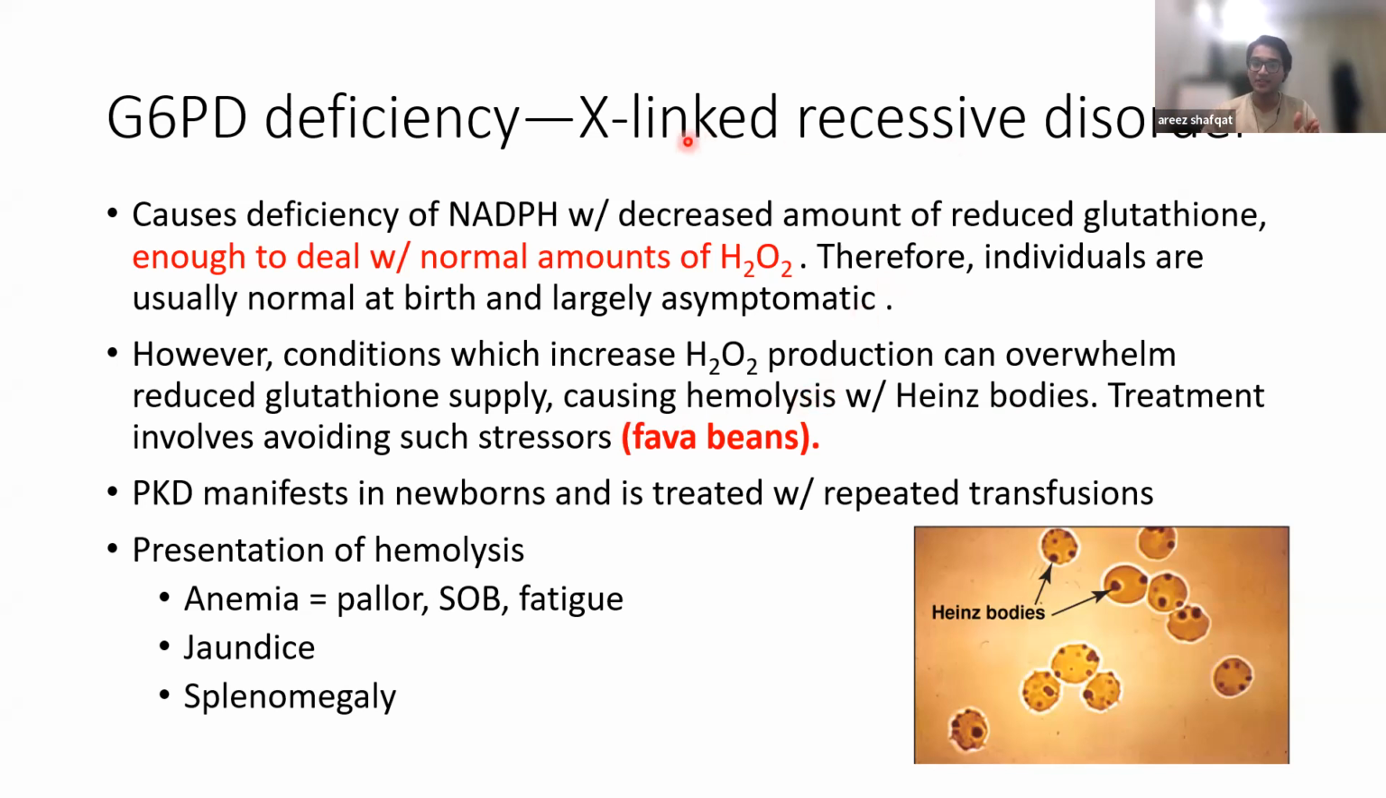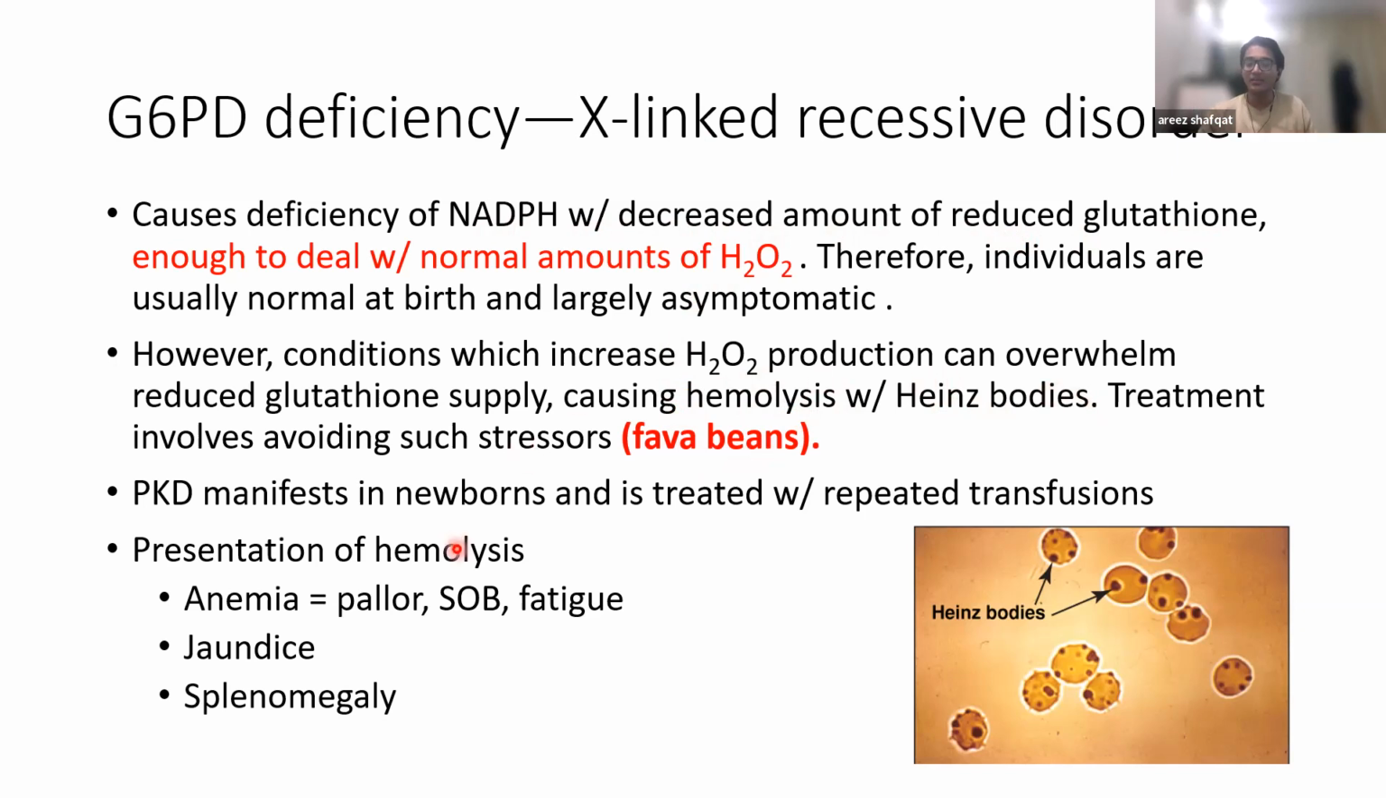It's an X-linked recessive disorder with reduced activity of G6PD, which causes reduction in the amount of NADPH you're producing, and hence the stores of glutathione that you have are reduced. This is enough to deal with normal amounts of hydrogen peroxide, but things which increase hydrogen peroxide production, like fava beans and infections and certain drugs, will cause hemolysis and Heinz bodies by overwhelming the supply of glutathione.